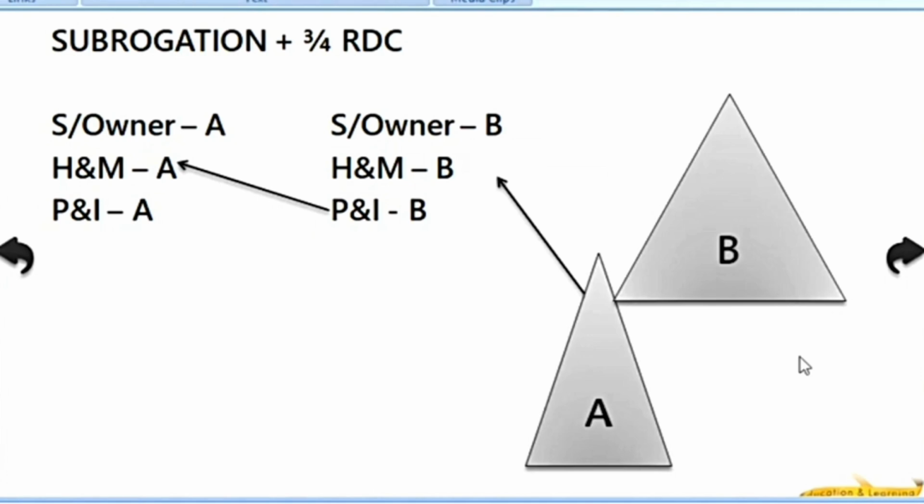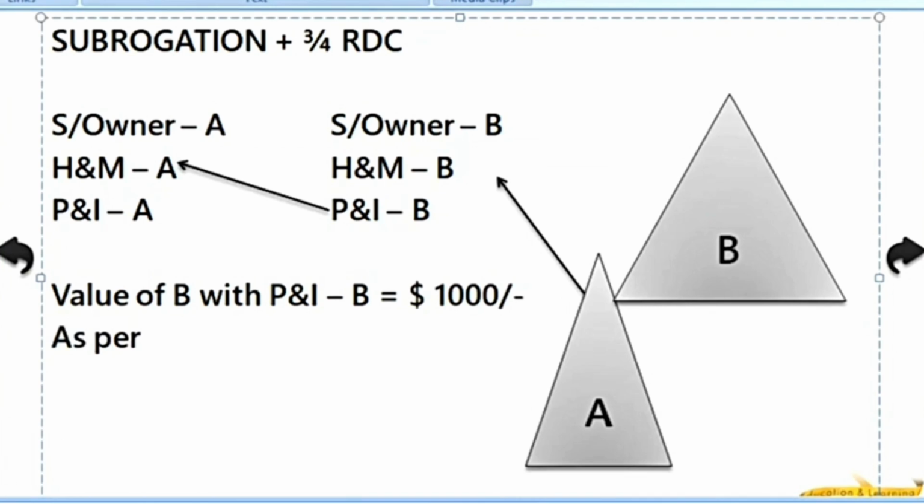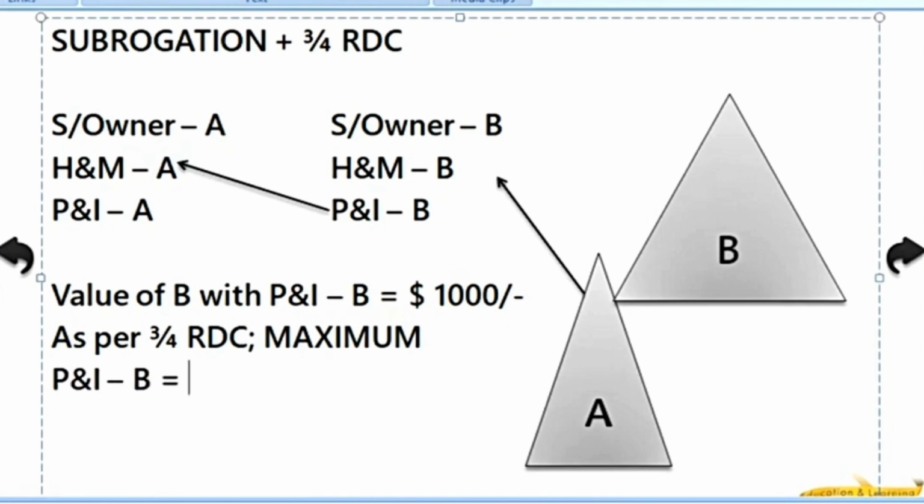Now, coming to the third, the 3/4 running down clause. If the compensation to be provided by B to A, let's put it here, the value of B with P&I B is equal to, let's say, $1,000. As per 3/4 RDC, maximum P&I will pay equal to $750, 3/4 of 1,000.